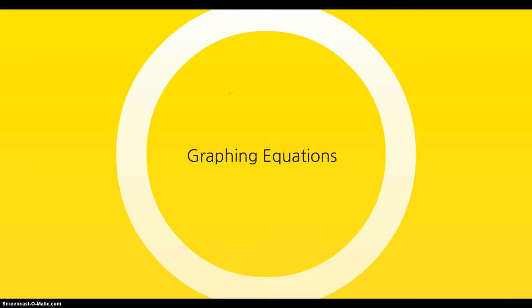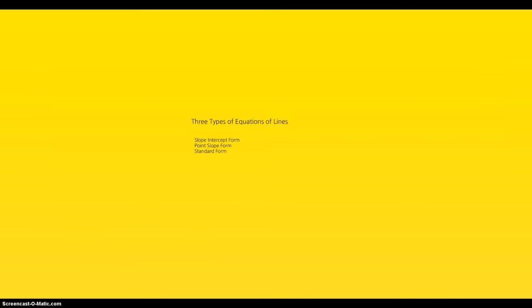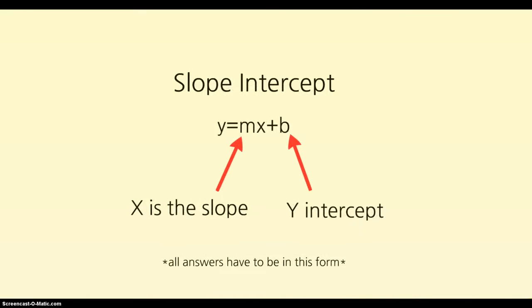Finally, we're going to go over graphing equations. There are three types of equations of lines. First is slope-intercept form. Second would be point-slope form. The third type would be standard form. Slope-intercept form, the m would be the slope, and the b would be the y-intercept. All answers have to be in this form.